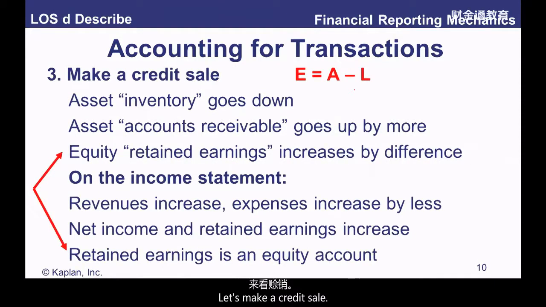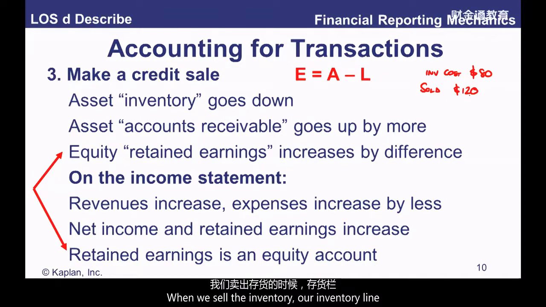Let's make a credit sale. So let's set up an example for this. Let's say we sell inventory that had cost $80 and we sell it on credit for $120. So let's have a look at this. Now, when we sell the inventory, our inventory line, which is a balance sheet current asset, is going to drop. So down goes our asset by $80.